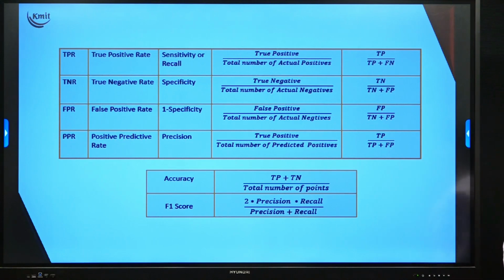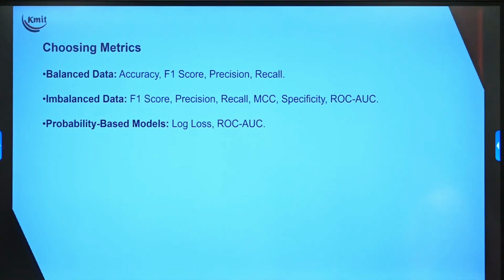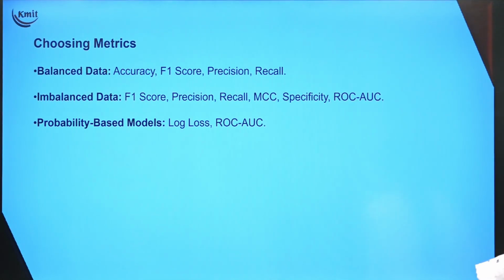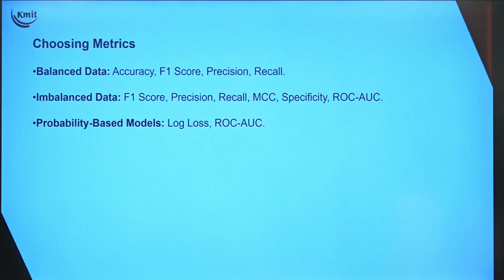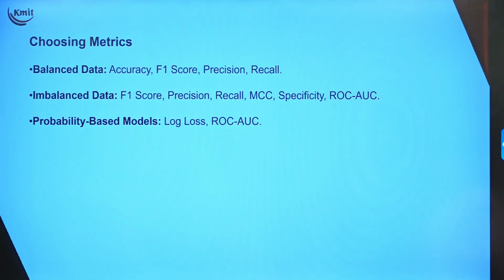So this is all about different performance metrics for classification. Now, which metric do I have to choose? When you have a balanced data set, accuracy and F1 score are the best ones to use. You can also use precision and recall, but when you face an imbalanced data set, you should have a trade-off between precision and recall, and hence we use F1 score only. We will not be using accuracy here.